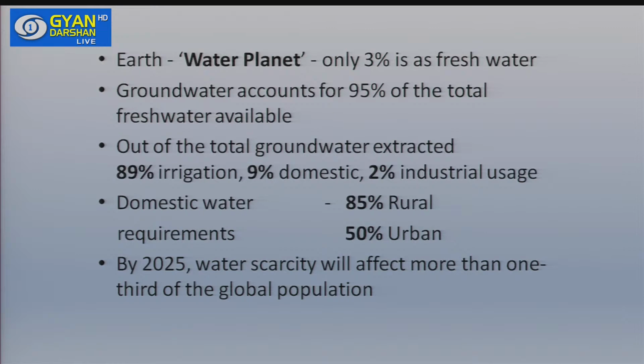About the over-extraction of groundwater, there is a possibility that by 2025 there will be a scarcity of groundwater, and one-third of the population will suffer because of this groundwater shortage.